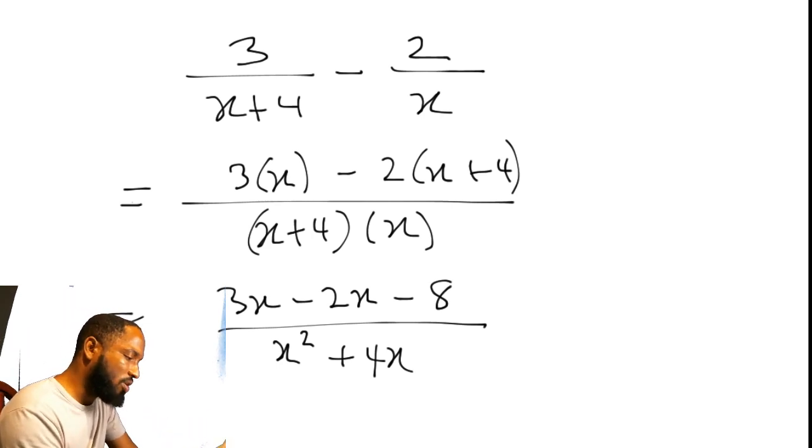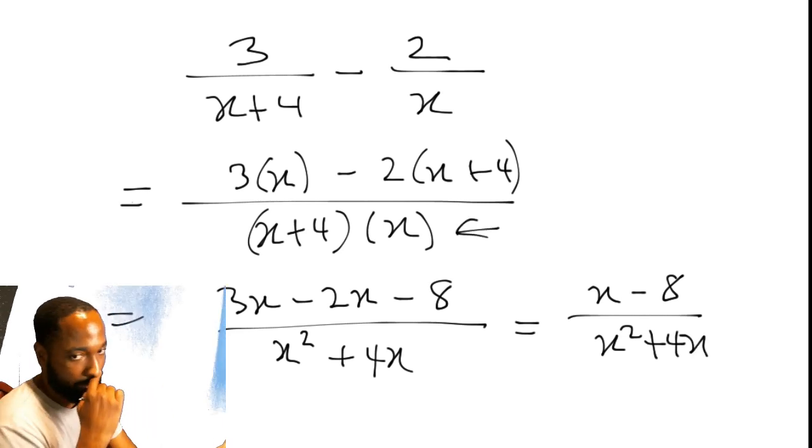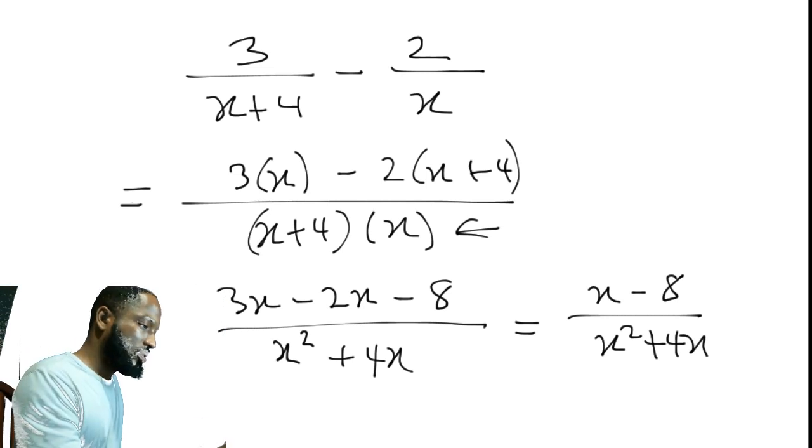But it depends on how far they want you to simplify. And here we'll just end up with x minus 8 and x squared plus 4x. Or I can leave it in this form as well. Right? Nice.